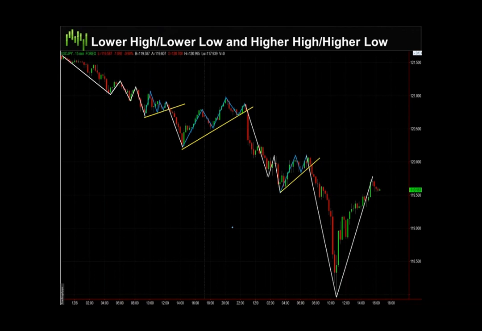Here's another example. This is the dollar-yen. This is intraday on a 15-minute chart. Overall trend is down. Here we have a higher pivot low within the context of a downtrend. Draw our trend line, sell on the break. Stops up here. Target would have been right about here.